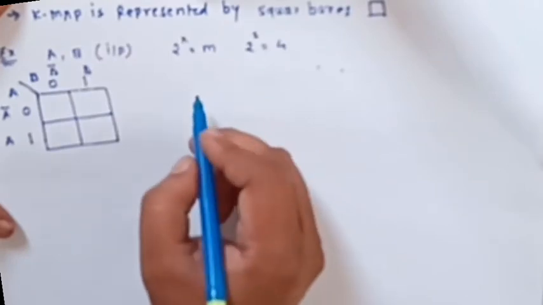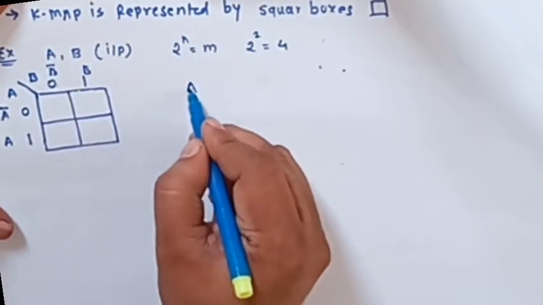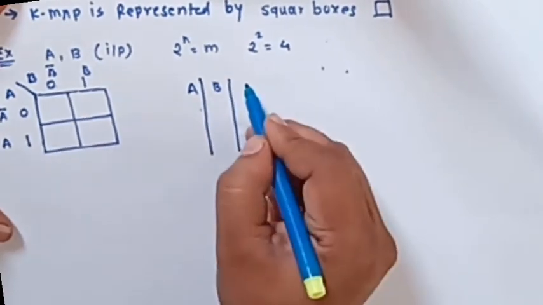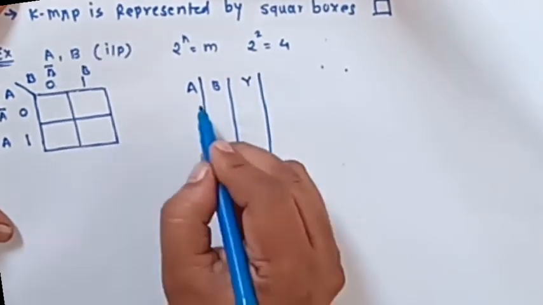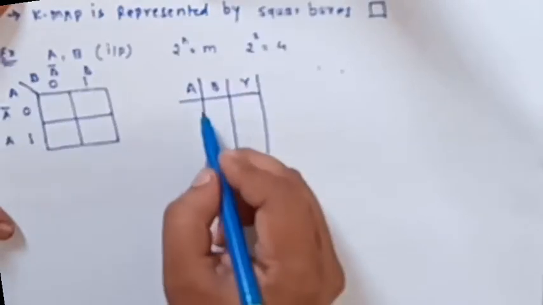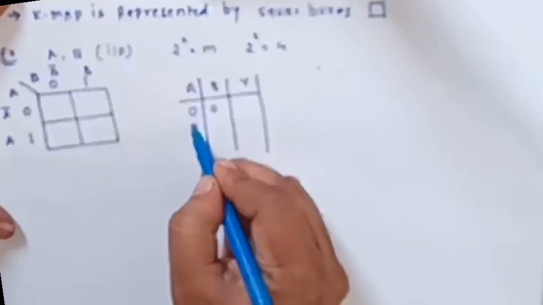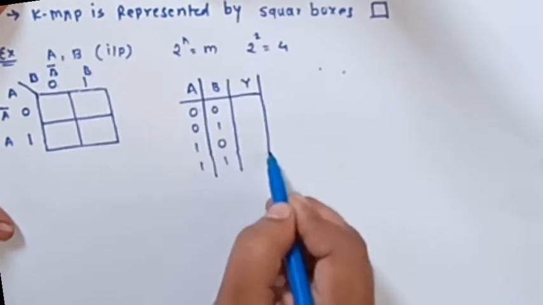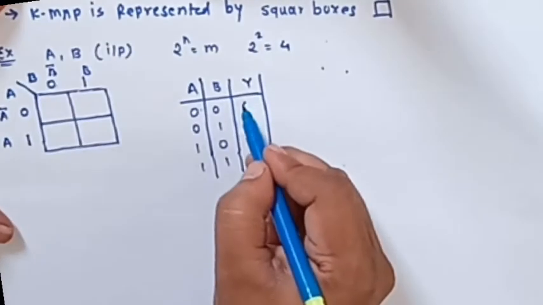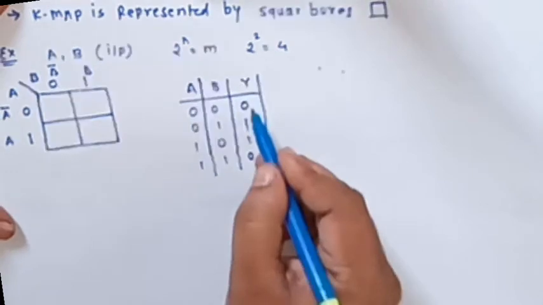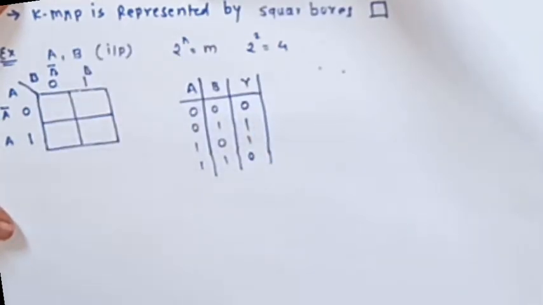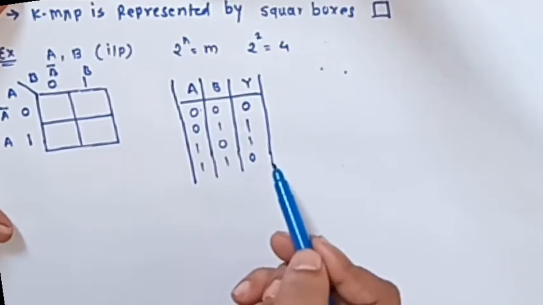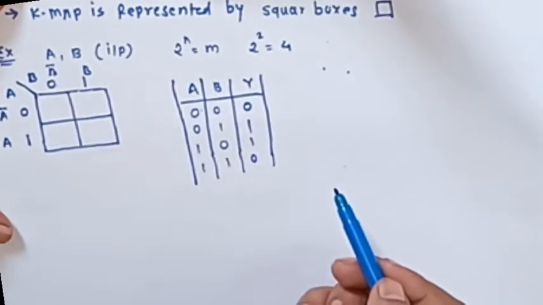Suppose for example we have a truth table of the same variables A, B, and the output is Y. The possible inputs are 0 0, 0 1, 1 0, and 1 1. And for example suppose the output values are 0 1 1 0. So if we draw this truth table using the K-map, then how to draw?